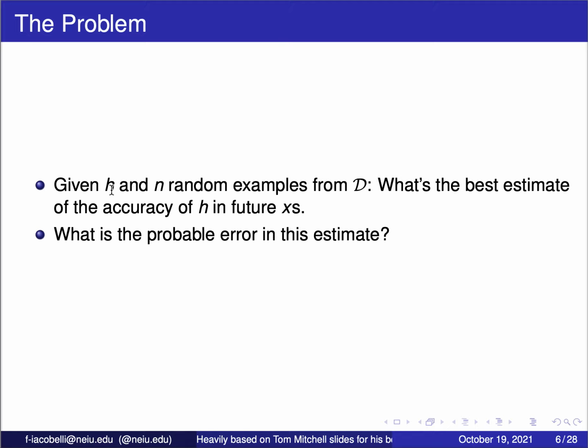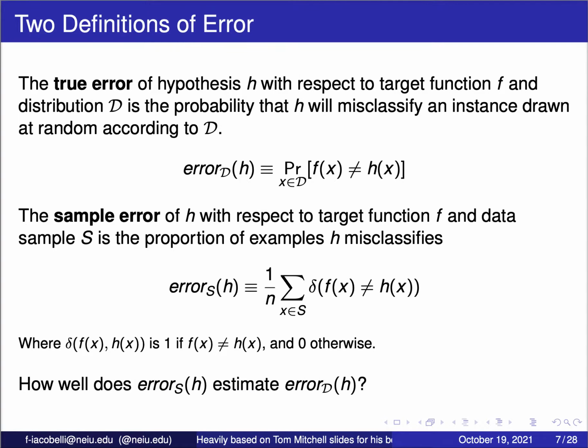Now, given a hypothesis H and n random examples from the distribution, what would be the best estimate of the accuracy of my learner or hypothesis for future examples, right? This is the key question. I don't have those future examples, but I need to estimate whether my learner is good and it's going to work on future examples, right? So one of the things that we do is we look at the error of this estimate. So very quickly, the true error of my learner would be if I have a hypothesis over data from this distribution, all of the data from this distribution, right?